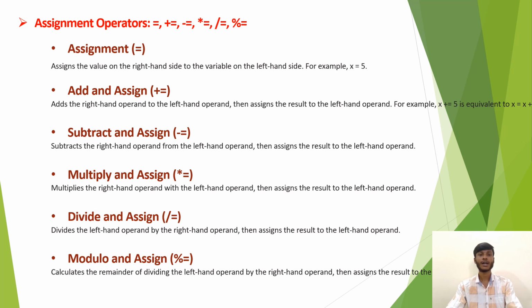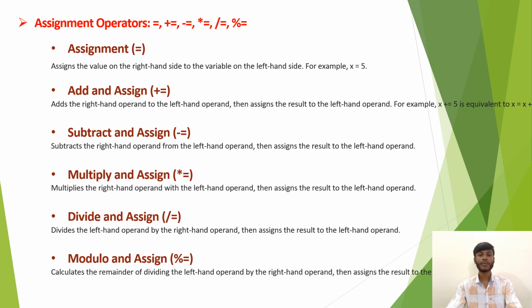Assignment operators. Assignment, equals, assigns the value on the right-hand side to the variable on the left-hand side. For example, x equals 5. Add and assign, plus equals, adds the right-hand operand to the left-hand operand and assigns the result to the left-hand operand. Subtract and assign subtracts the right-hand operand from the left-hand operand and assigns the result to the left-hand operand. Multiply and assign.